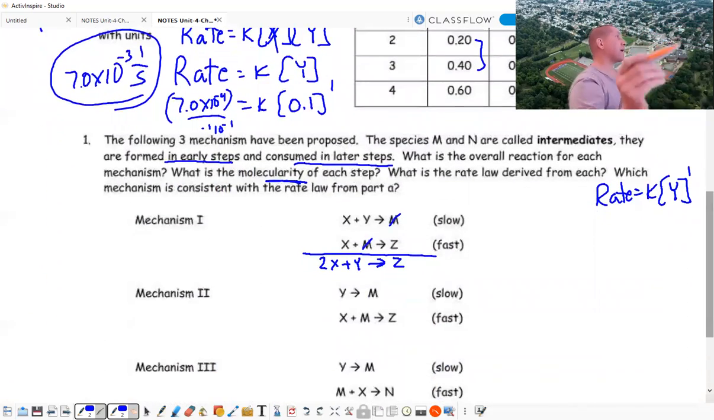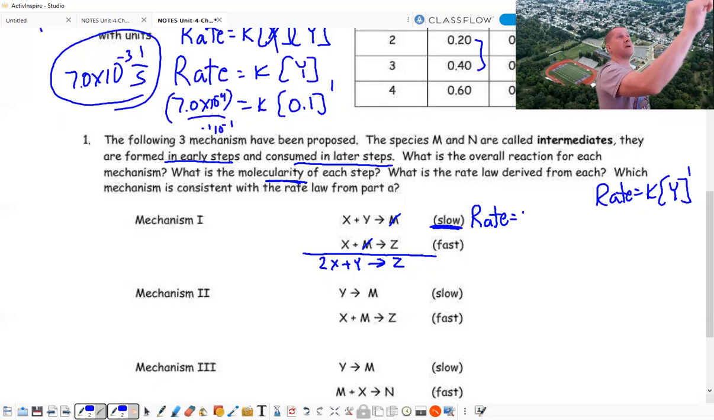So this is a valid mechanism. That's the first step, the thing you got to check. Is it a valid mechanism in that it gives us the overall reaction? The intermediates cancel when they're supposed to, and it does. So now what we do for the rate law is the slow step determines the rate law. And here's how easy these are. It's the stoichiometry of the slow step, meaning you take the reactant x and raise it to its exponent, 1, and then y to the first.